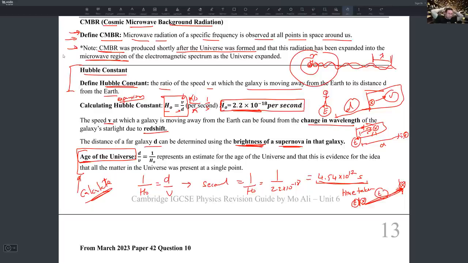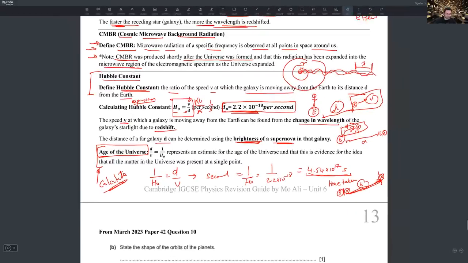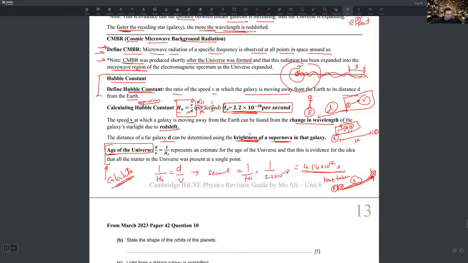Okay. Here's a question: will he give us H0? No, we said you have to memorize H0. 2.2 times 10 power negative 18. Sometimes he will give it to you, but most of the time you have to memorize it. Okay?